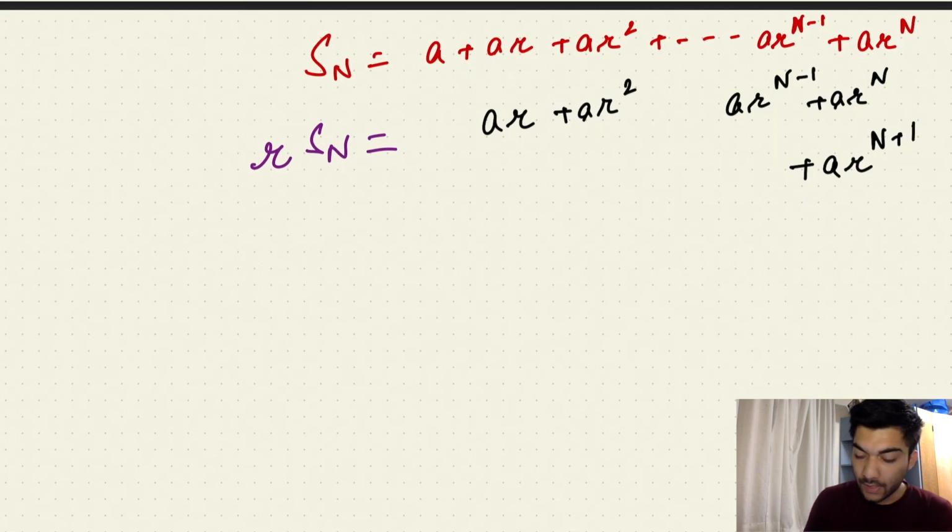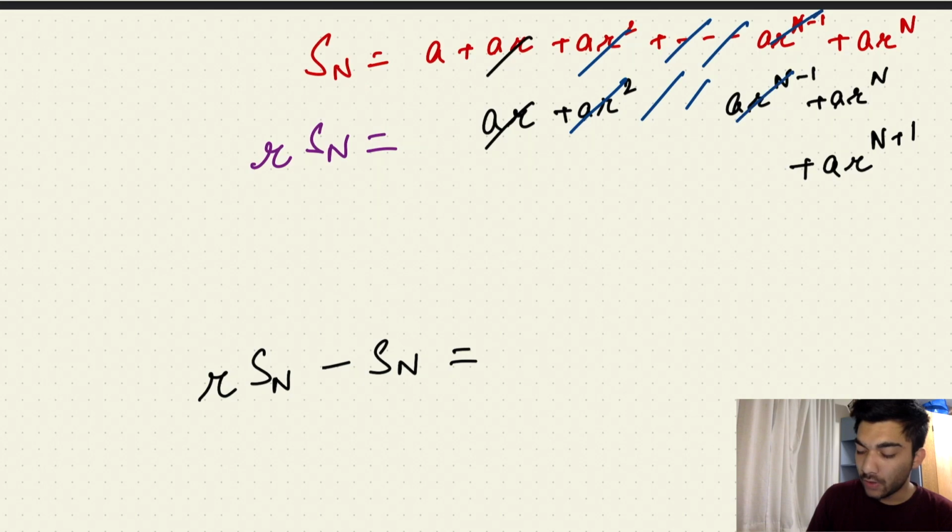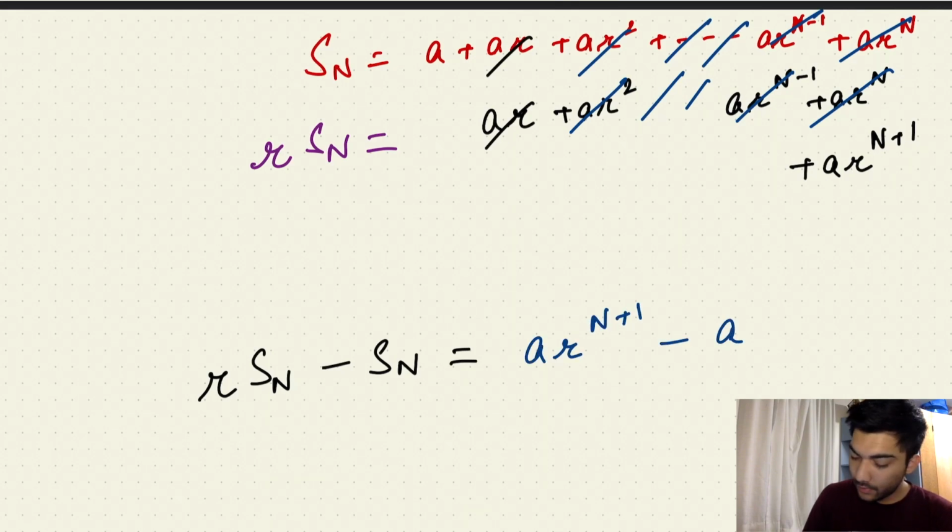And now you can clearly notice that if we subtract this sum from this sum, we can get rid of most of these terms, right? So now let's do r Sn minus Sn. If we do that, we can cancel out most of these terms. So ar will cancel out, ar square will cancel out, and all the terms in between will also cancel out until ar to the power n, such that we will be only left with this minus this. So we will have ar to the power n plus 1 minus a.